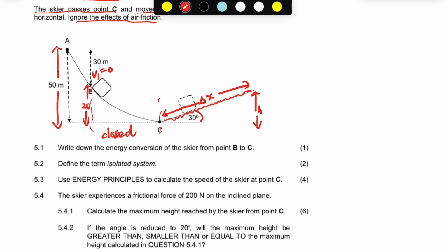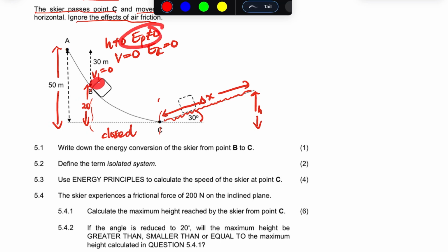Now, 5.1 says write down the energy conversion of the skier from point B to C. What will be that energy conversion? It's very important to understand that. If you can see there, it has a height, the height is not equal to 0. That means the gravitational potential energy is not equal to 0. The velocity there is equal to 0, that means the kinetic energy is equal to 0. So the energy that it has there is the gravitational potential energy.